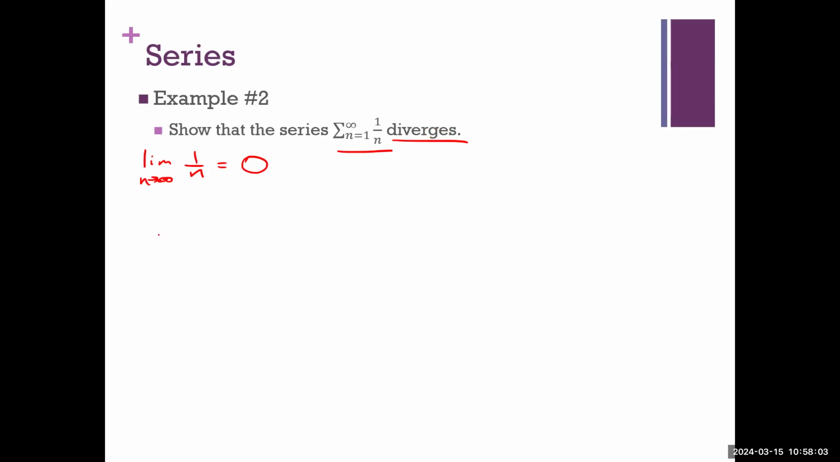Let's write down the first few terms here. So I get 1 plus a half plus a third plus a fourth. So this is what this looks like, right? This is going to be a little bit of a hand-wavy explanation, but hopefully it's convincing.